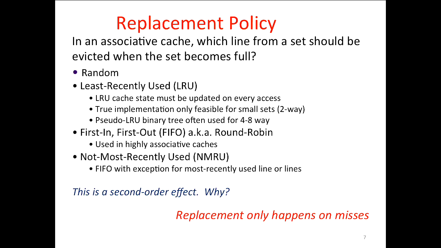So replacement policies are good things to ask questions about and important things to have in designs, but they're really a second-order effect compared to those primary parameters of how big is the cache, what's the line size, and what's the associativity. Those are much more important factors in performance. Okay, so we talked about the parameters, including these smaller design details.